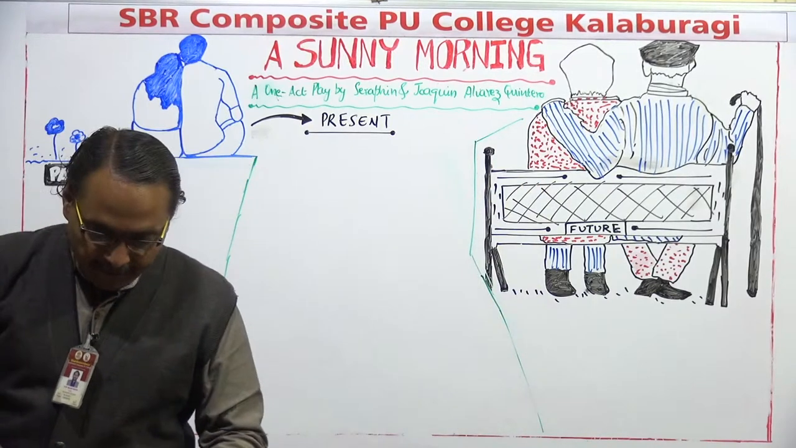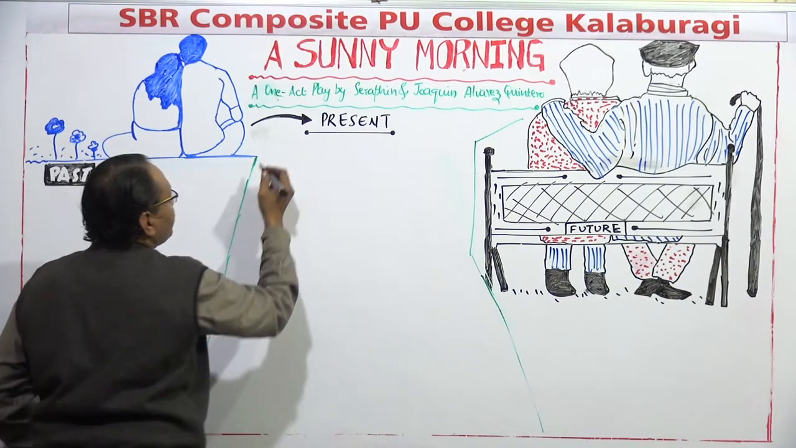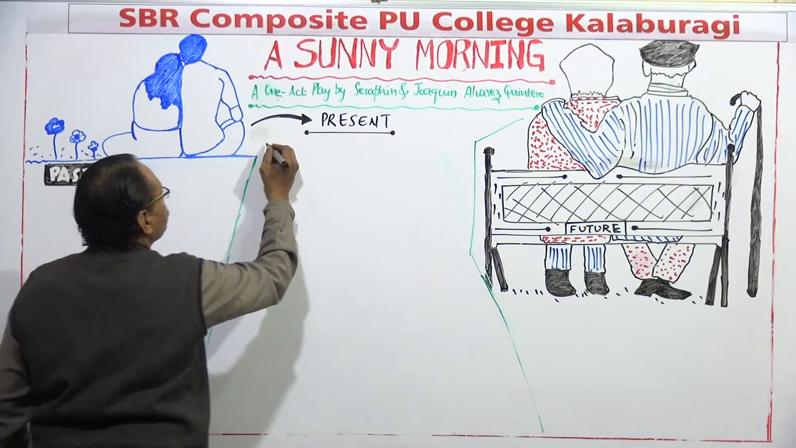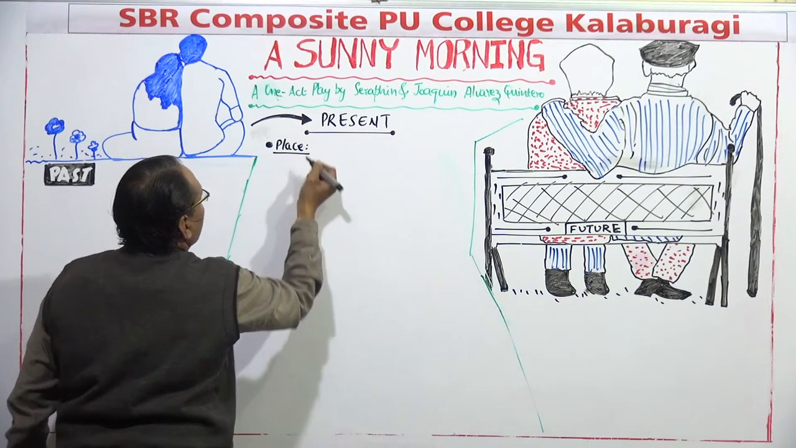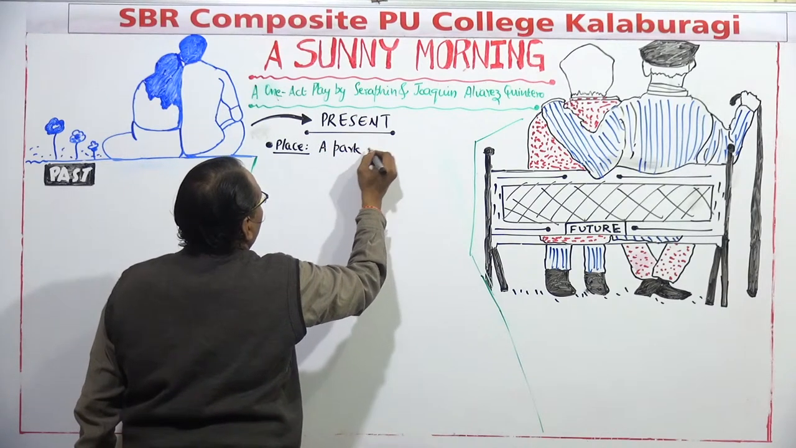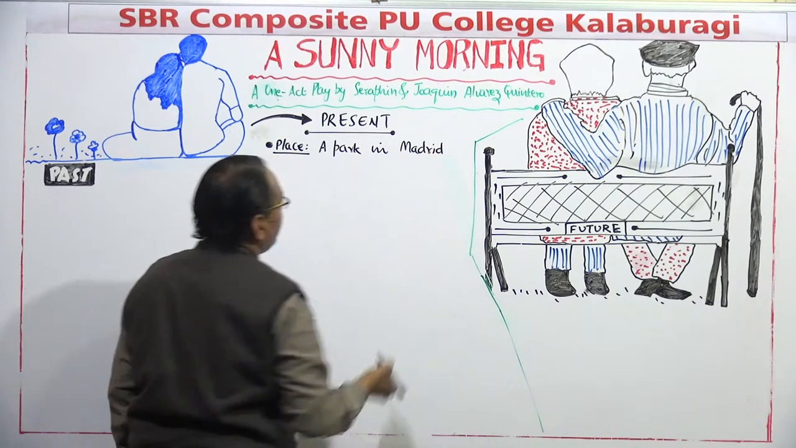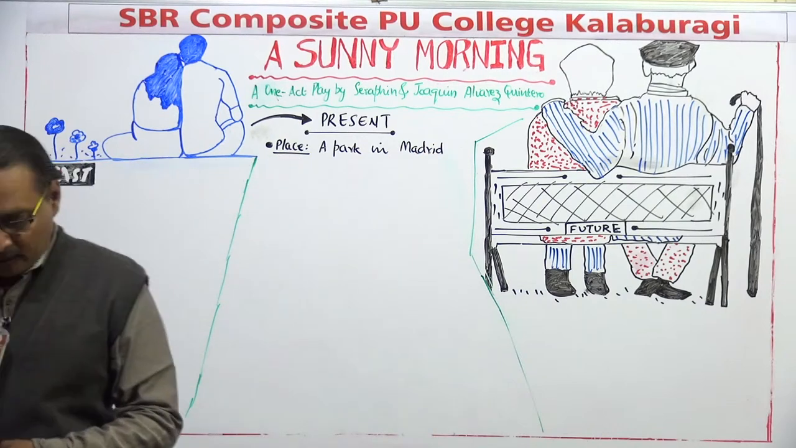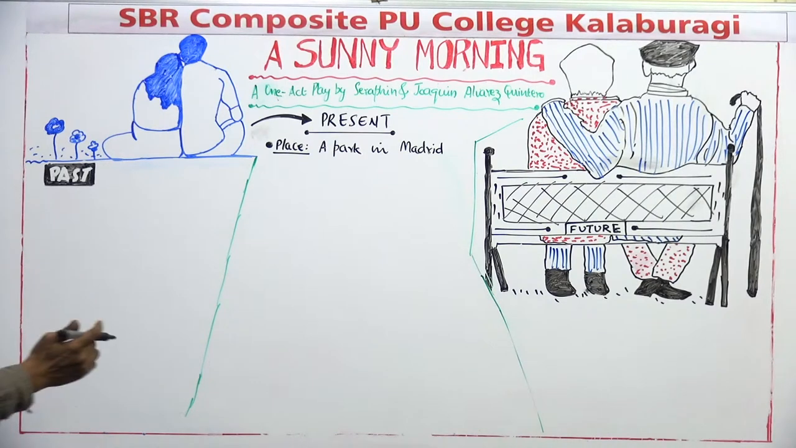So where is the place? The present place or the future place, whatever it is, the place is none other than what is called a park in Madrid. Better we call it Madrid, because that's how they pronounce. And it is a sunny morning and the season is autumn.